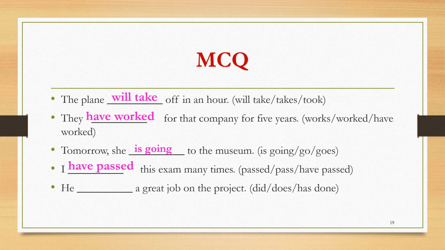He something a great job on the project. The verb to do. Usually with a great job we say you did a great job. He did a great job. So it's did. He did a great job on the project. We congratulate somebody at the end of the project, so the action has ended in the past. He did a great job on the project.